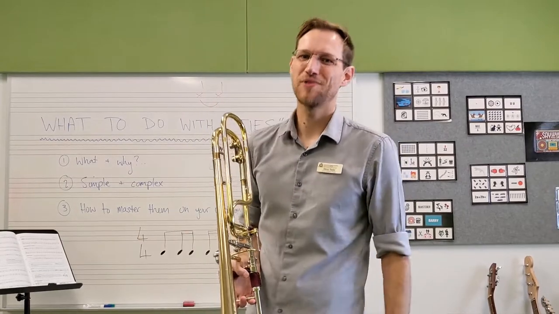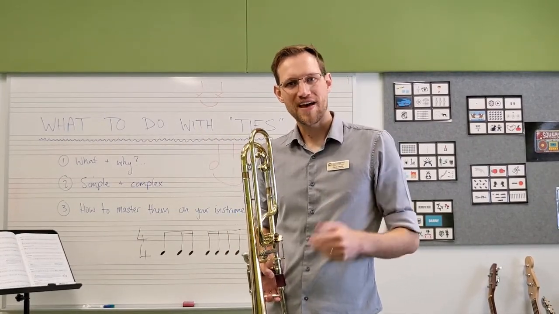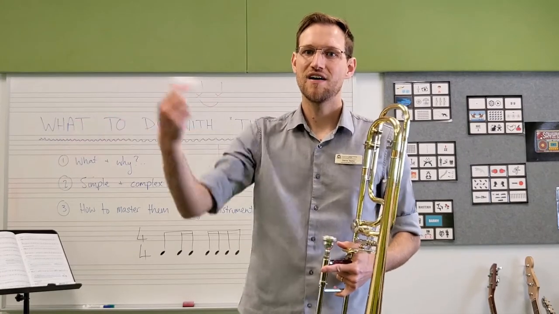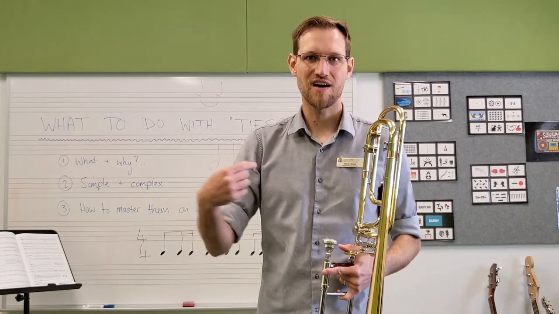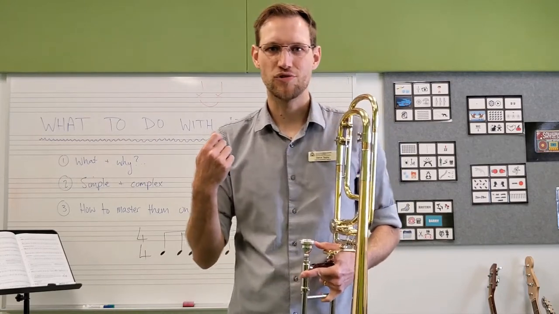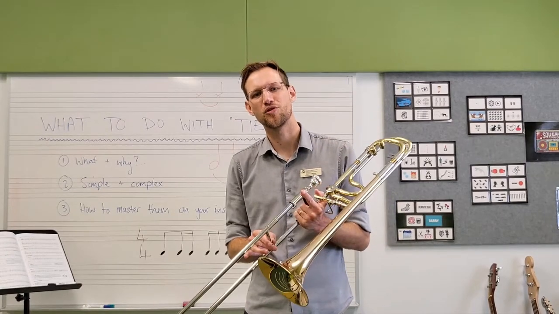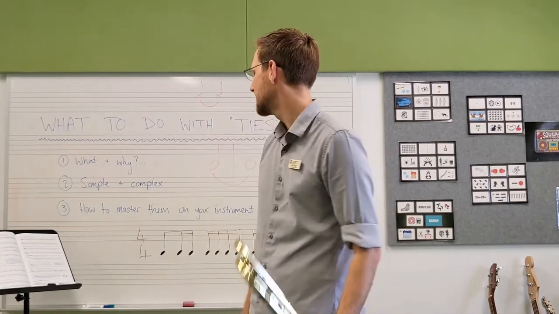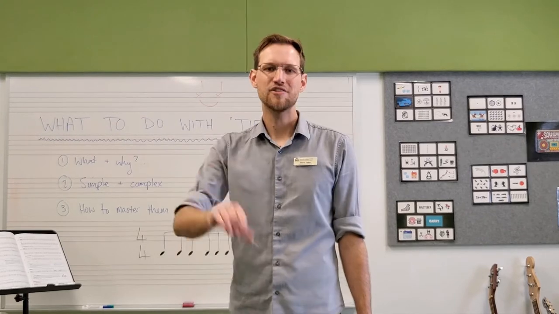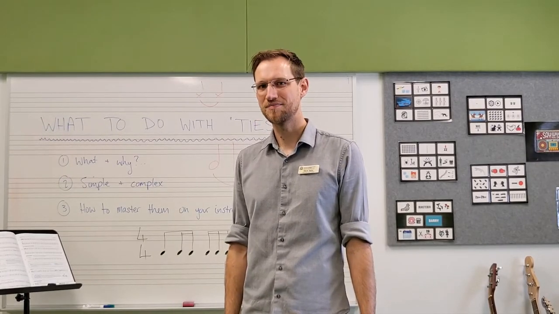Second half of that top line, you have the same rhythm pattern again. You can practice it without the tie first. Ta ta ta ta ta ta ta. And obviously make sure you're getting down to second position or second valve for that low note. That'll be an A for low brass and low B for trumpet. And then you put it all together. Here is how that whole song would sound with ties.